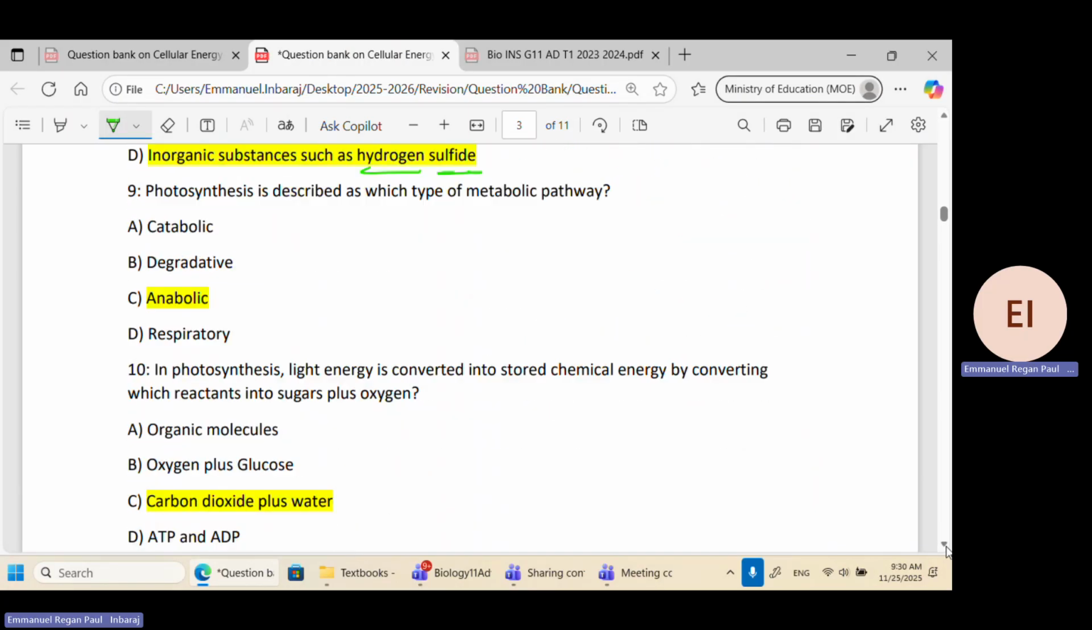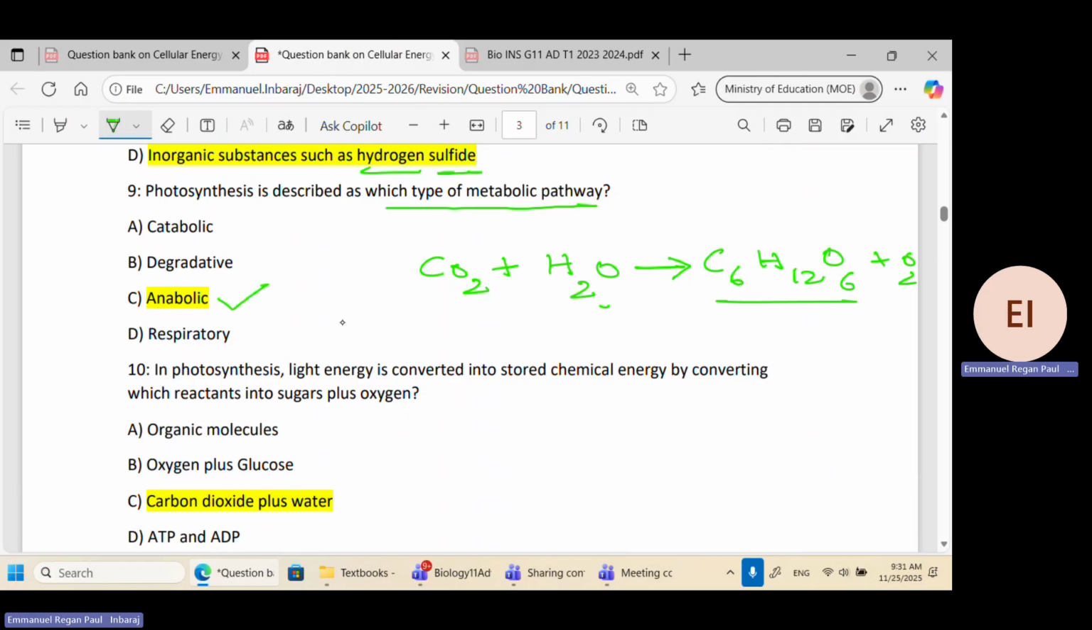Question number 9. Photosynthesis is described as which type of metabolic pathway? I told you, in photosynthesis, smaller molecules like CO2 plus H2O combine together to form C6H12O6 plus O2. These are smaller molecules, and they combine to form larger molecules. So what type of process is this? This is called anabolic pathway. Smaller molecules join together to form a larger molecule is an anabolic pathway.